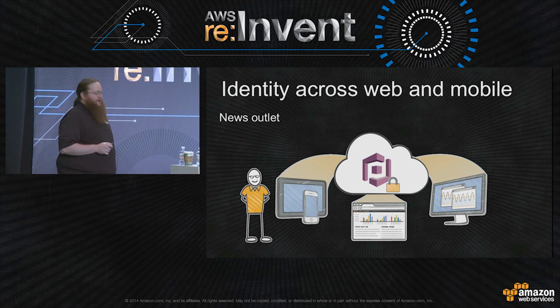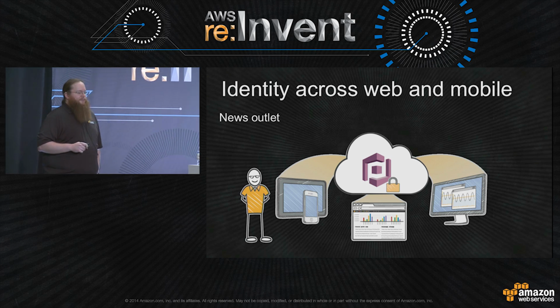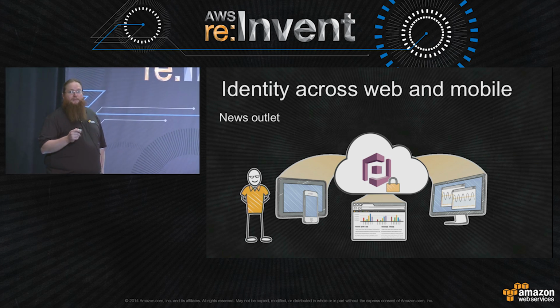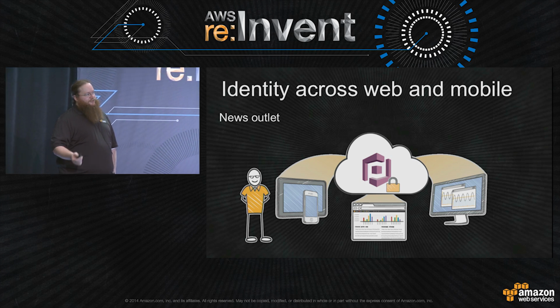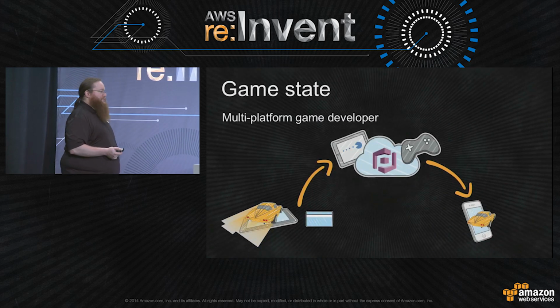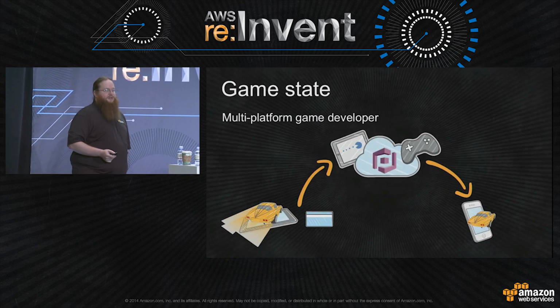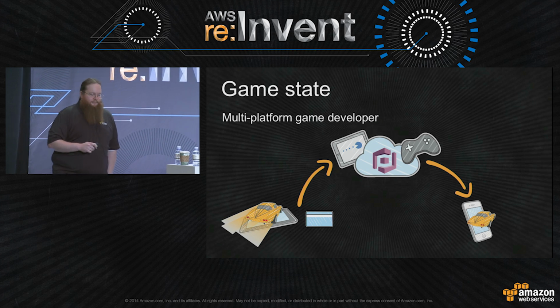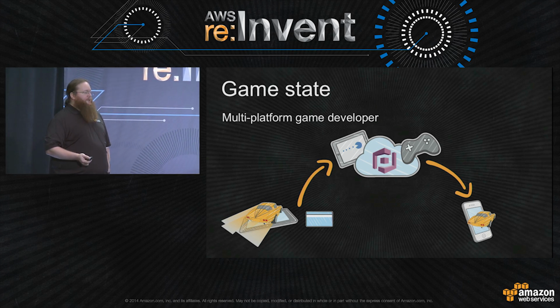So you can think about a news outlet who might be interested in making the same data available from both their mobile versions of their applications as well as their website. We can synchronize that data as long as the user logs in, and they can have access in all of their devices. Additionally, we've also seen a lot of developers using Cognito Sync for game state. Users can use their tablet and play the game, and then if they go on the run and want to continue to play on their phone, they can do so.